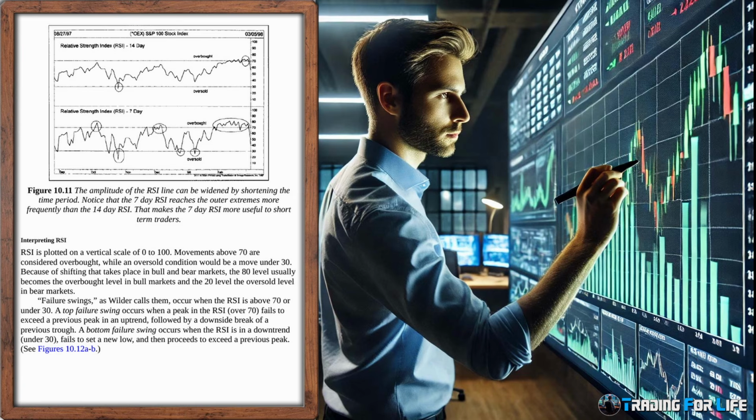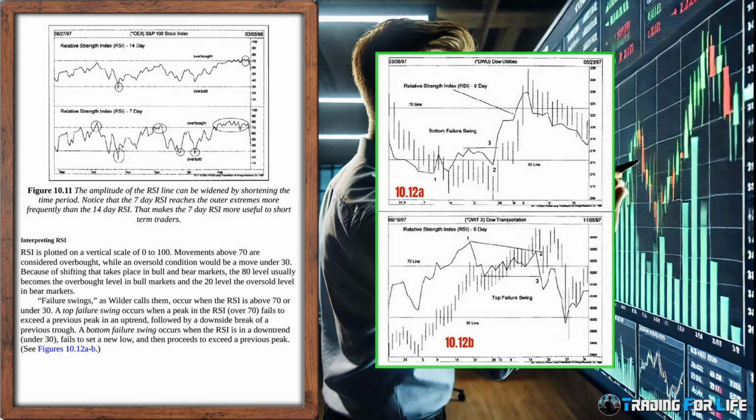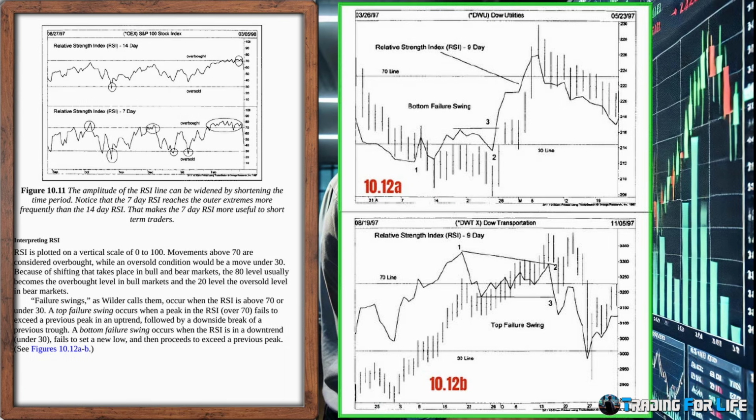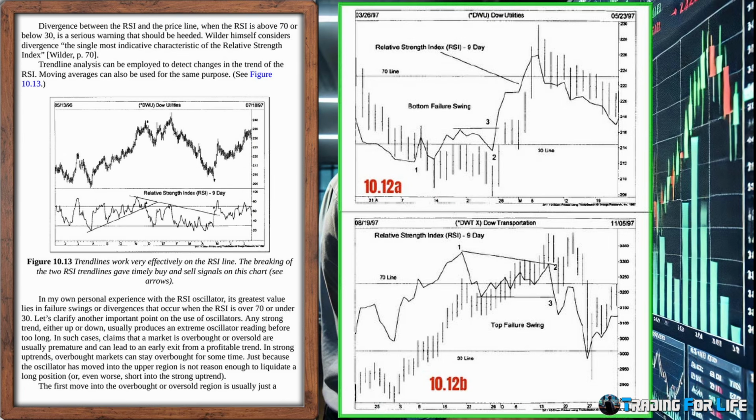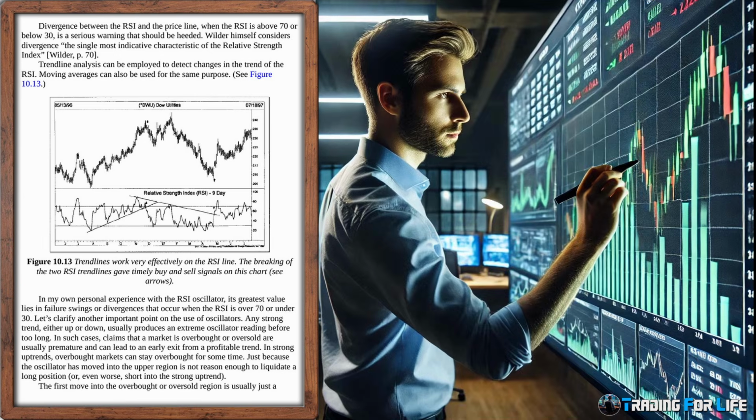A bottom failure swing occurs when the RSI is in a downtrend under 30, fails to set a new low, and then proceeds to exceed a previous peak. See figures 10.12 A to B. Divergence between the RSI and the price line when the RSI is above 70 or below 30 is a serious warning that should be heeded.